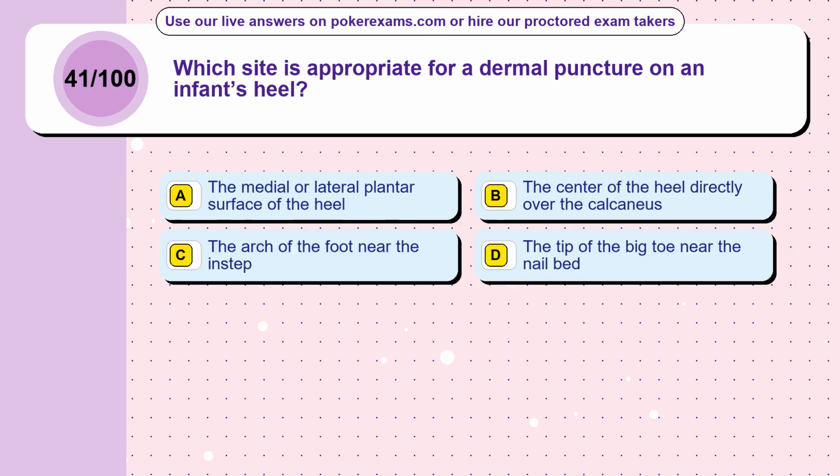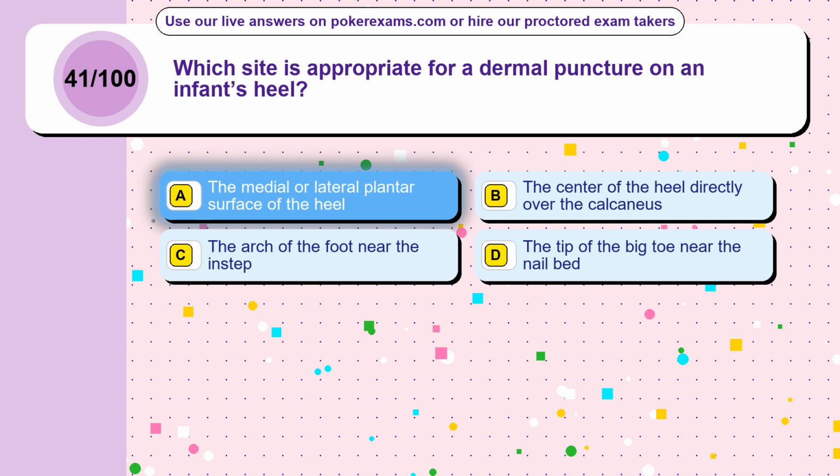Question 41. Which site is appropriate for a dermal puncture on an infant's heel? Option A. The medial or lateral plantar surface of the heel. Option B. The center of the heel directly over the calcaneus. Option C. The arch of the foot near the instep. Option D. The tip of the big toe near the nail bed.